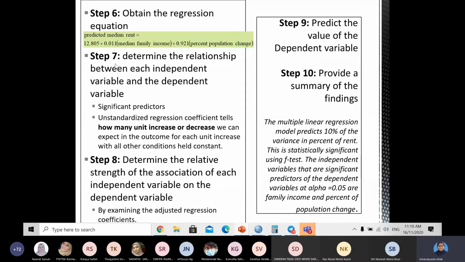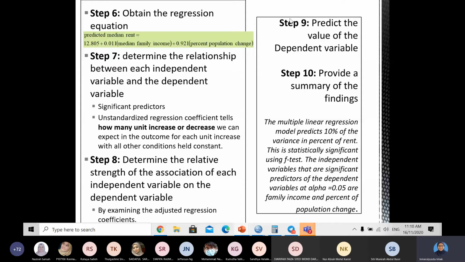Step 7, determine the relationship between each independent variable and the dependent variable. In this step, you can write which of the predictors is significant, and you can write how many unit increase or decrease in the outcome, with all other conditions held constant. Step 8, determine the relative strength of the association of each independent variable on the dependent variable.